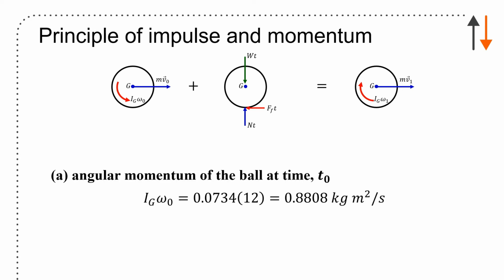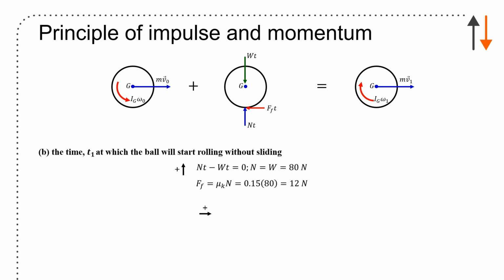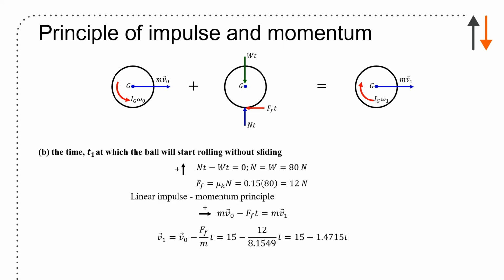Angular momentum of the ball at time 0 is I_G omega naught. You substitute in terms, with weight and normal equal to 80 newtons, and the force of friction is 12 newtons. Linear impulse momentum principle, you substitute in terms, all the terms are there. You divide by mass, and once you do that, you end up with an expression for V1, the final velocity, in terms of time. And so there you go, 15 minus 1.472 t.